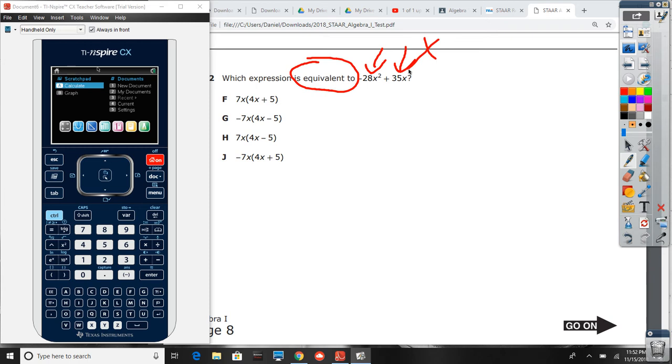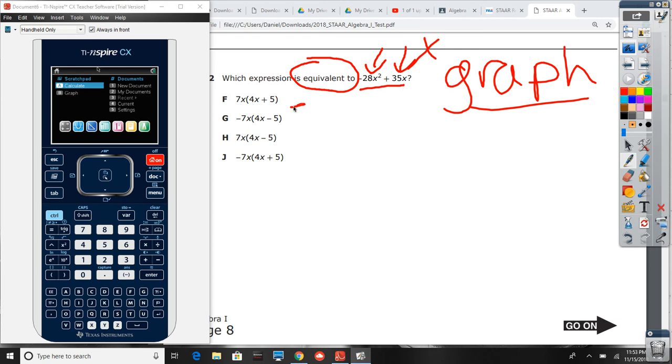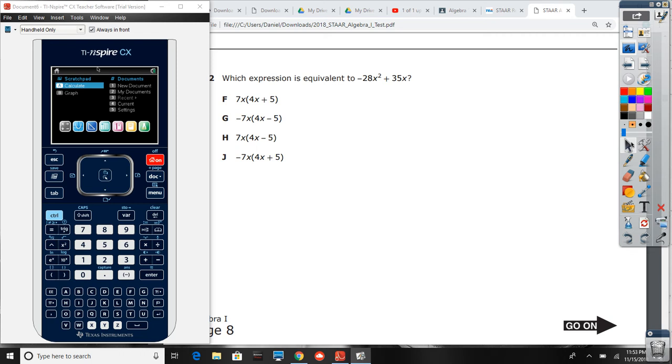So if it only has one variable, then you want to go to a graph. You're going to go to a graph and see if you have two equivalent graphs. Basically, if I graph this, one of these is going to give me the same graph as my original one. So that's the idea. Let's actually try that out.